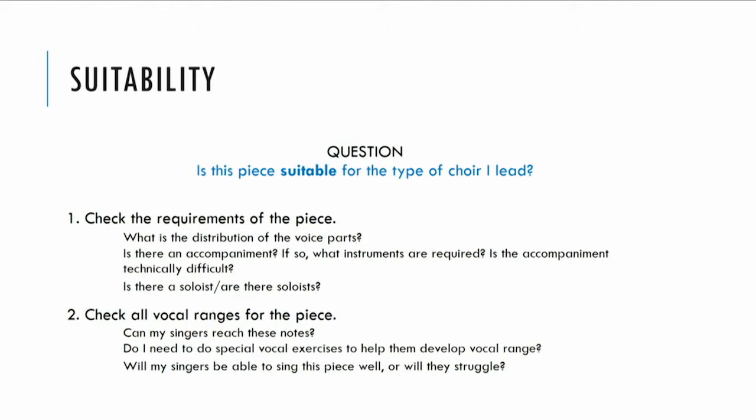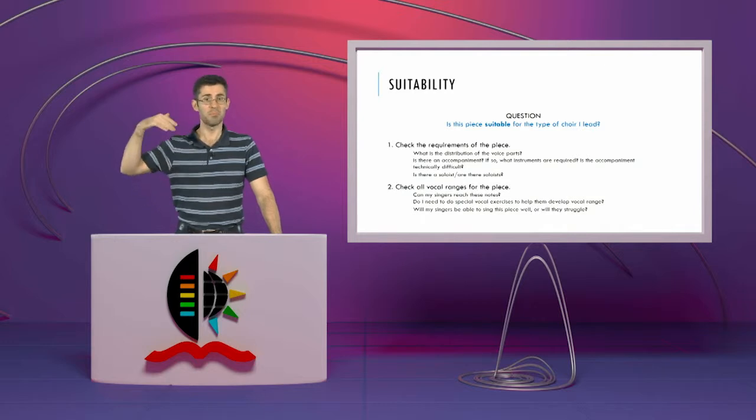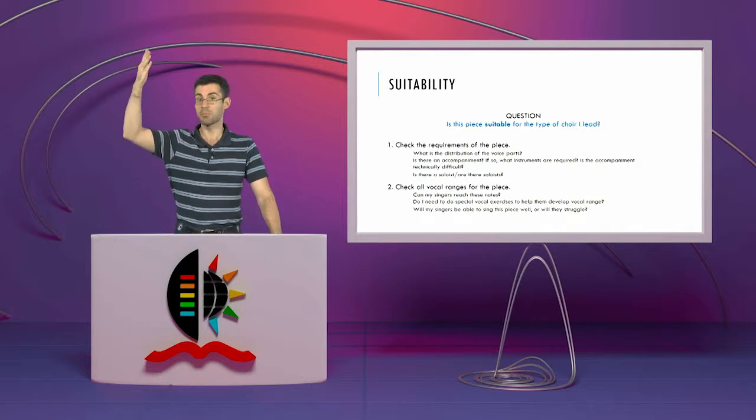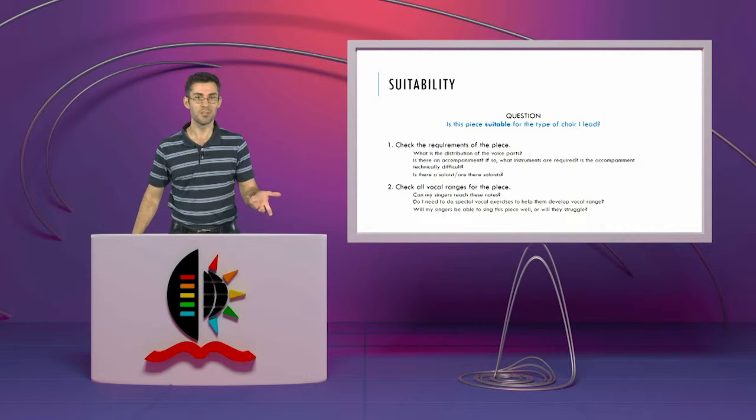What is the distribution of the vocal parts? By this I mean, when you look at the soprano part, for example, does the soprano go up to a top A, top B, or top C? If it does, can your singers actually reach those notes? If your singers can't reach these notes, then there's no point in choosing the music in the first place, unless you are willing to work with your singers to get to that point.